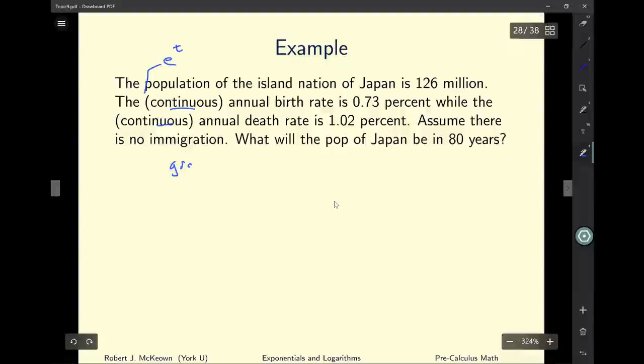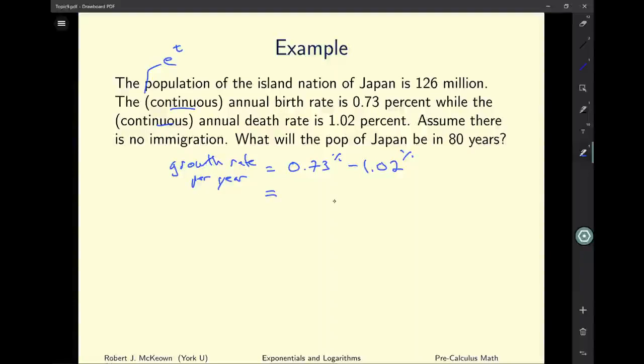Now, what's the growth rate that we want to use? Well, the growth rate of the population per year is going to be 0.73% minus 1.02%. And we have negative 0.29%. And so that's going to be how this population evolves over time. And we're going to use this constant growth rate.